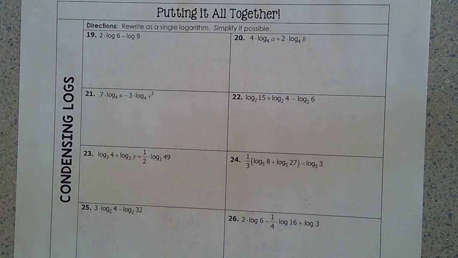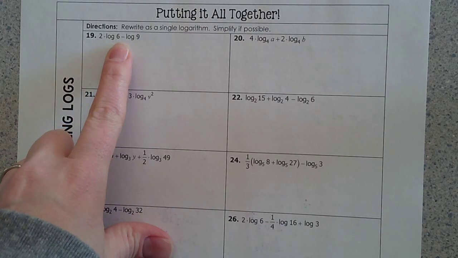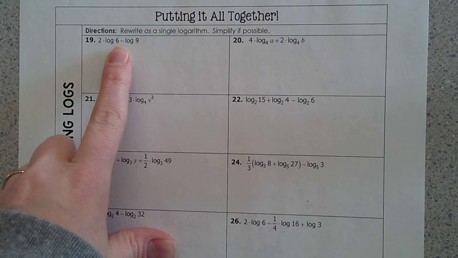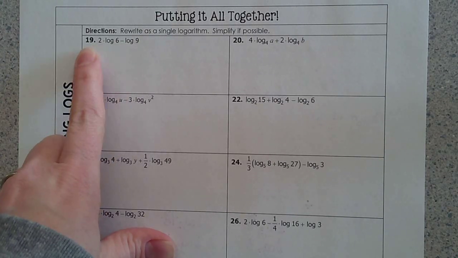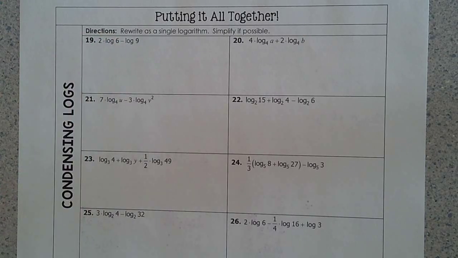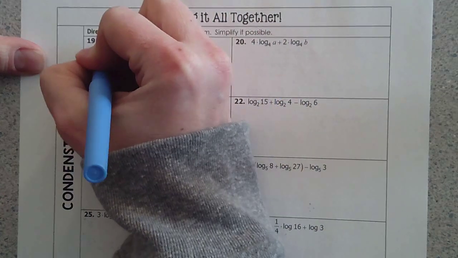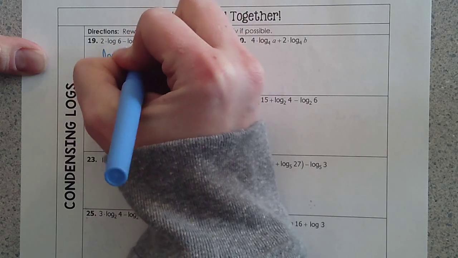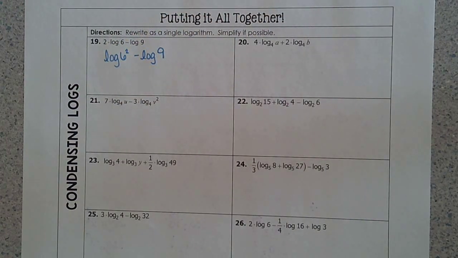So I see 2 properties happening here. I have the power rule and I have the subtraction, so I have a quotient rule. I'm going to do my power rule first. And I'm going to move this 2 into the place of an exponent. So I'm first going to write this as log of 6 to the 2 minus log of 9. Okay, and 6 to the 2 we know is 36. When I switch it here in a minute, I'm going to use 36 instead.